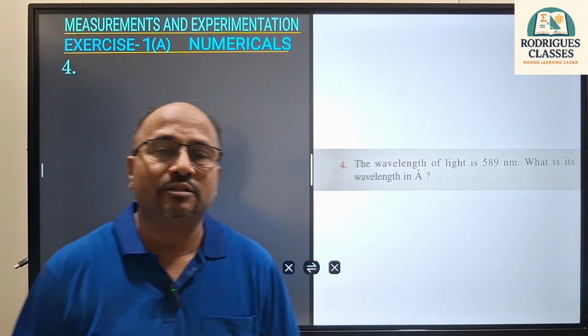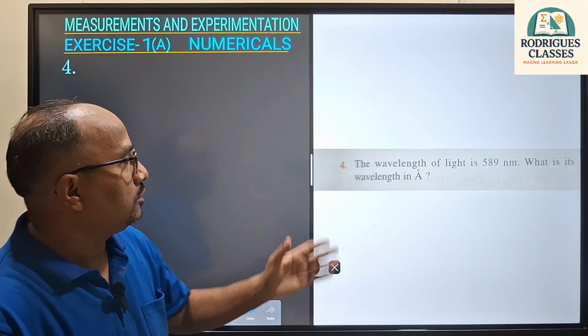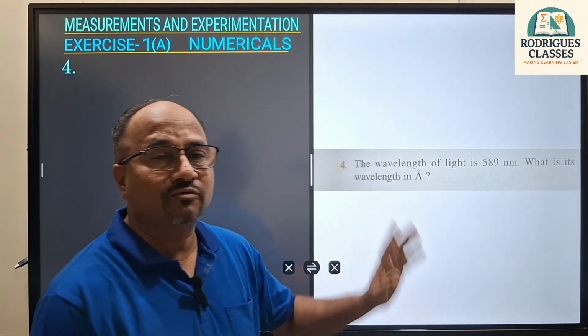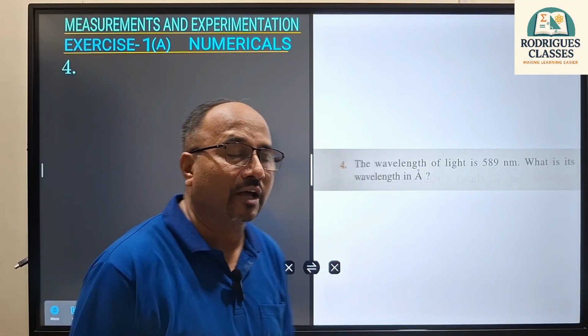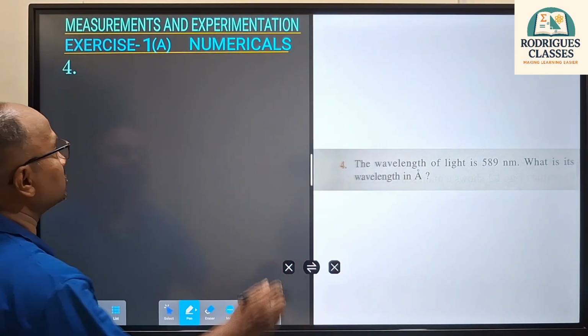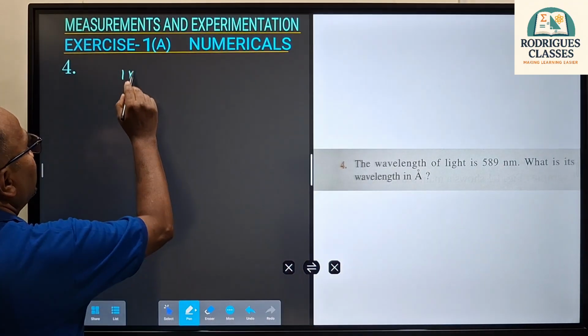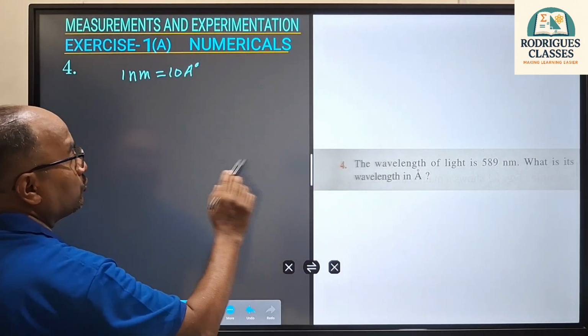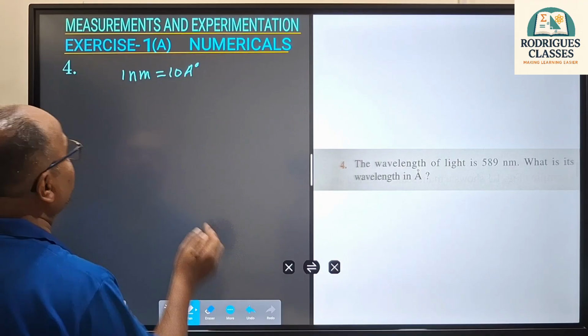Now to a very easy sum in question number 4. The wavelength of light is 589 nanometer. What is its wavelength in angstrom? As we have done a previous sum based on this conversion, you know that 1 nanometer is 10 angstrom. And we have to convert here nanometer only into angstrom.